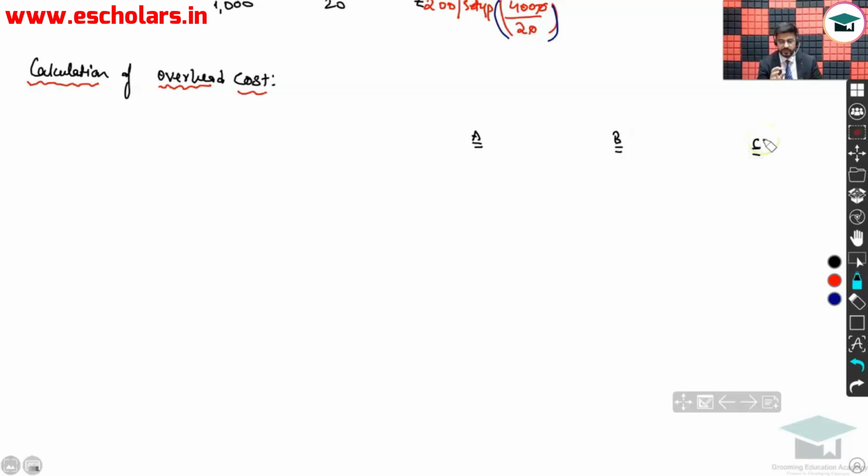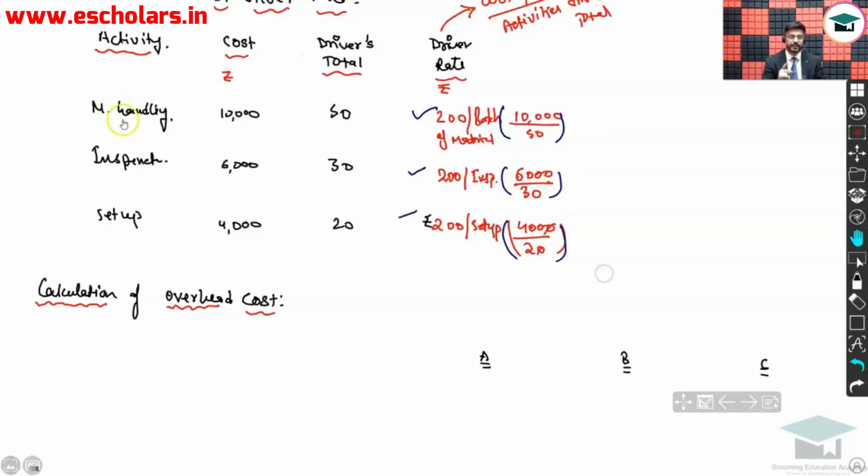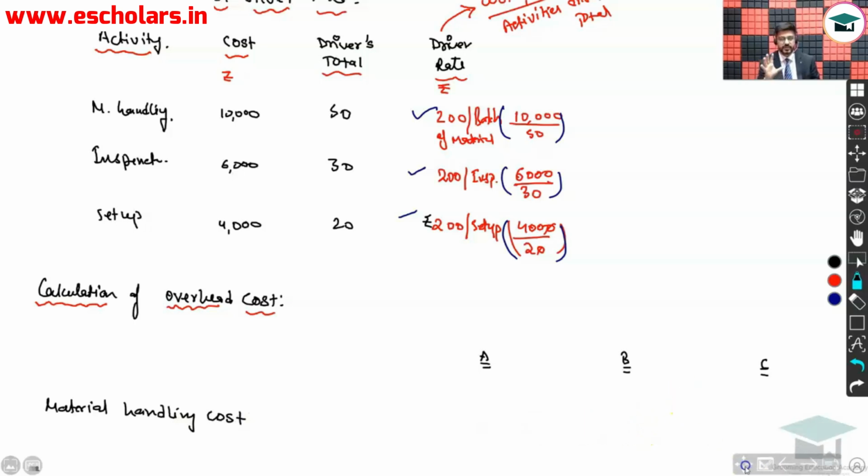We need to calculate overhead cost. And how do we calculate overhead cost under activity based costing system? We use the cost driver rates. Now pay attention. Material handling. This is my first overhead. I need to know what is my material handling cost for product A, B and C. This is what I need to know.